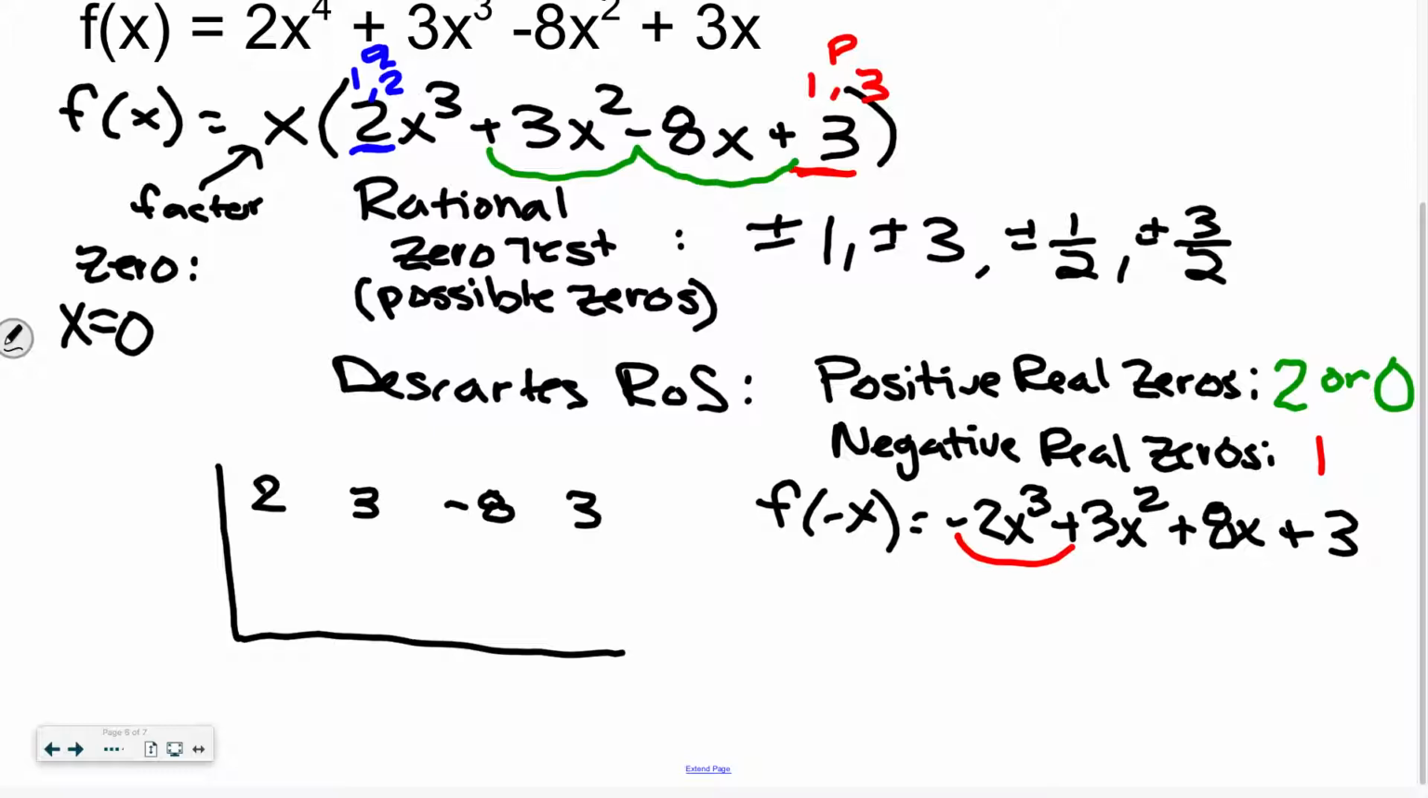I like your distribution of work. You add down first, so you have to drop your leading coefficient, 2, and then multiply. Zero. So it's definitely not going to work.